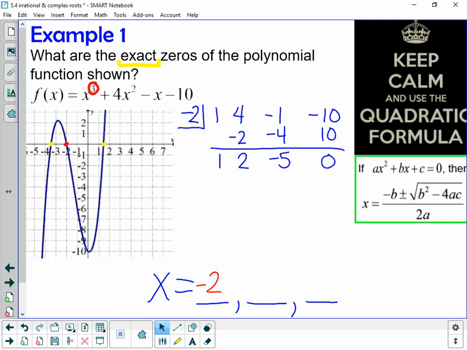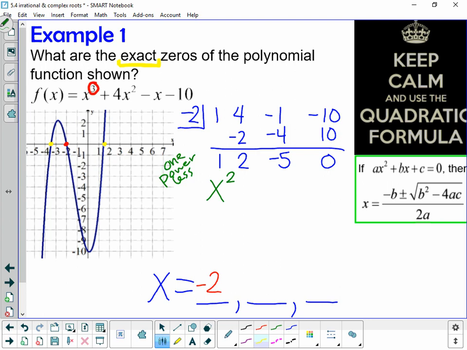Well, remember when you do synthetic division, the result of your synthetic division is a polynomial that starts 1 power less than your original equation. So this original equation was power 3, so this result here is power 2, 1x squared plus 2x minus 5. And this polynomial is going to give us those other 2 roots. Now, last time when we were going through this process, we found that we were able to just factor this polynomial to get those other 2 roots.